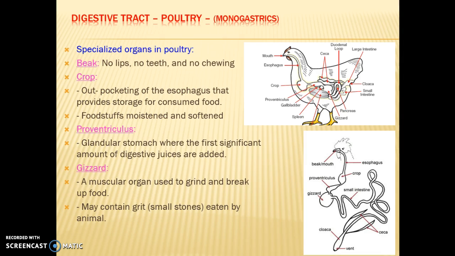Foodstuff here is moistened and softened in the crop. Another is the proventriculus. This is also considered the glandular stomach, where the first significant amount of digestive juices are added. The gizzard is a muscular organ used to grind and break the food, and it may contain some small stones eaten by the animal.